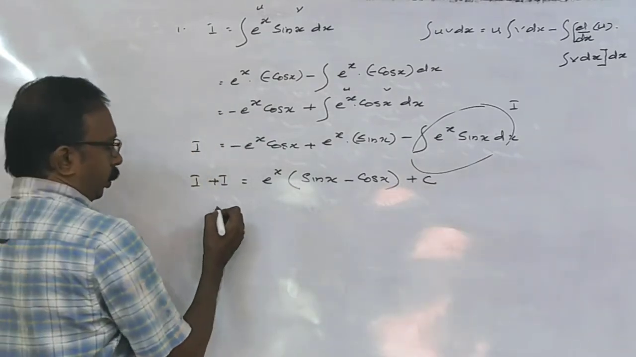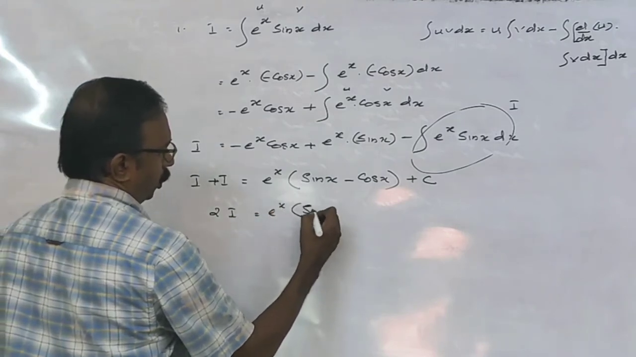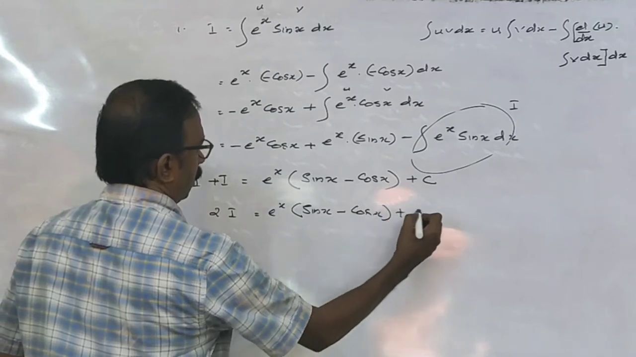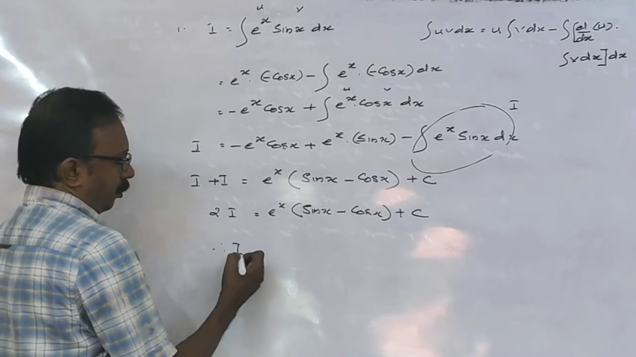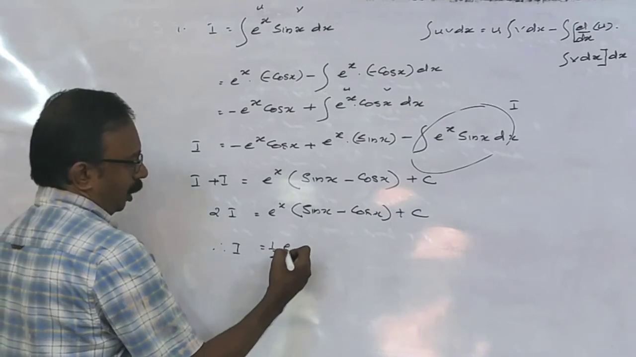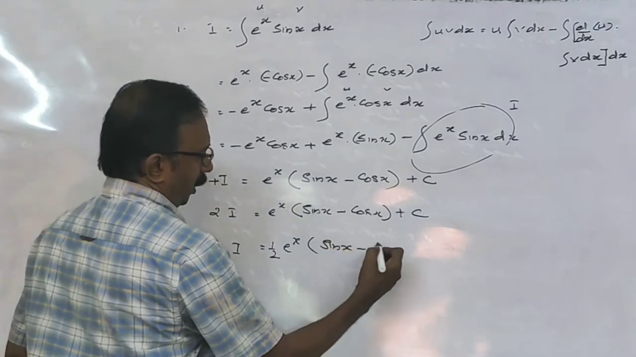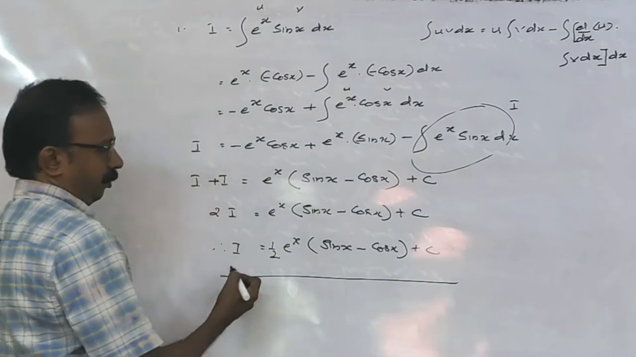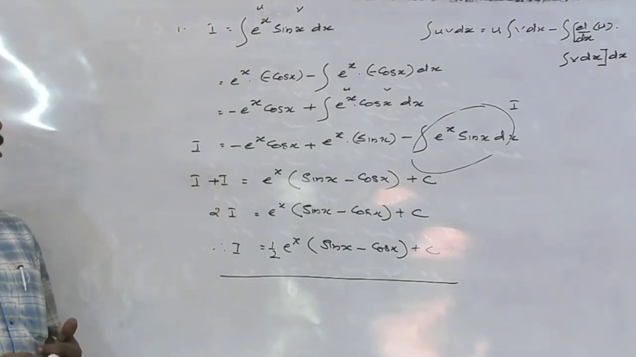Therefore, 2I is equal to e raised to x into sin x minus cos x plus c. Therefore, I is equal to 1 by 2 e raised to x into sin x minus cos x plus c. This is the answer. The integral of the product of two functions can be integrated like this.